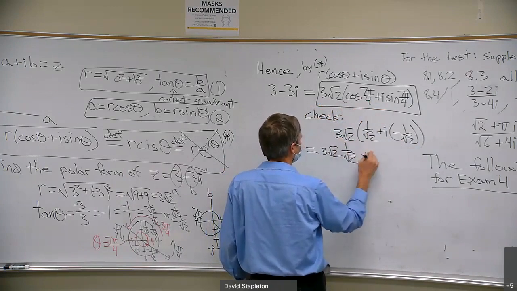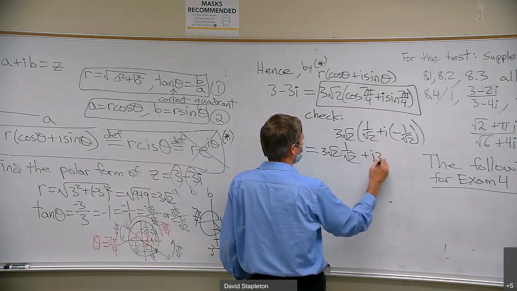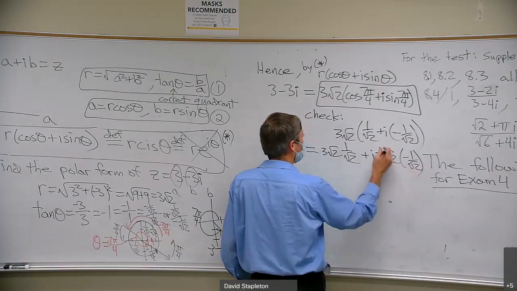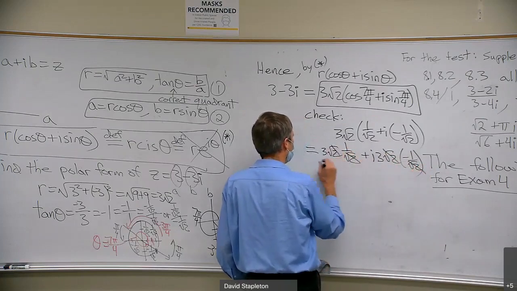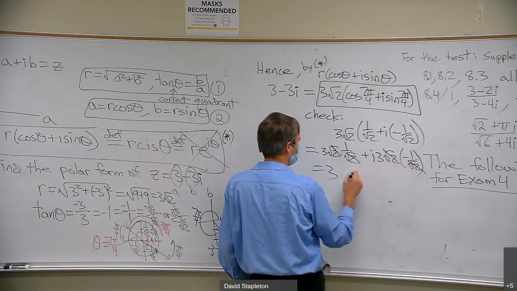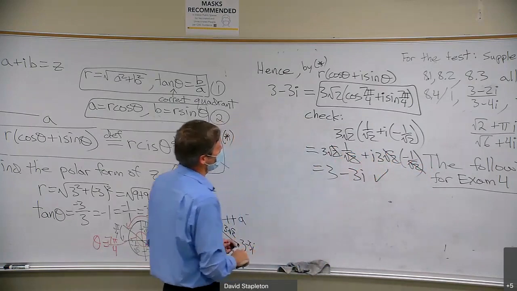This times this plus i times this. 3 square root 2 minus 1 over square root 2. The square root 2's cancel, and I get 3 minus 3i. Sure enough, so you just multiply it out and check you got it right.